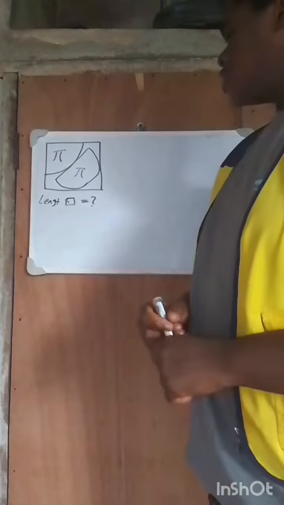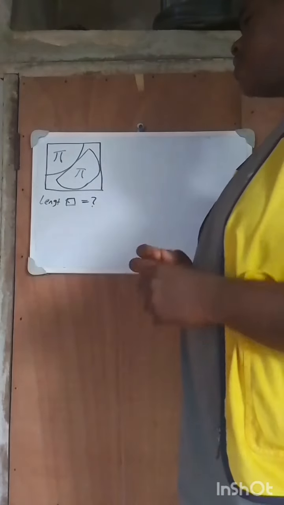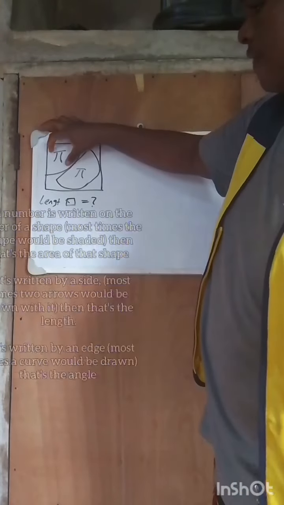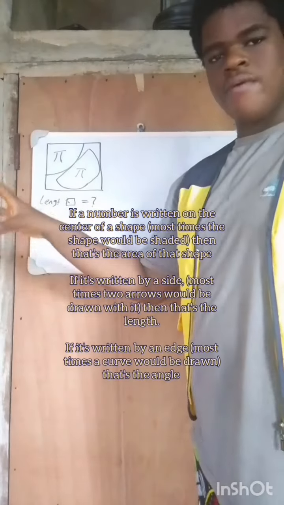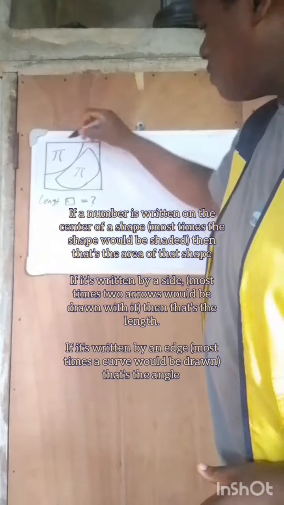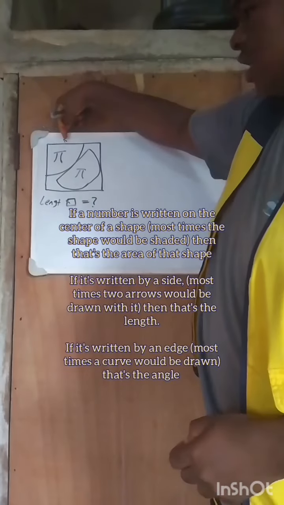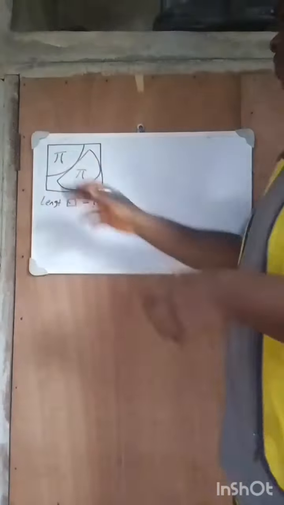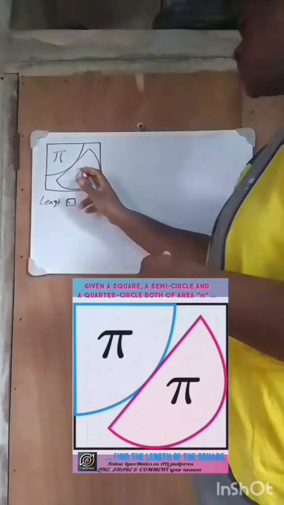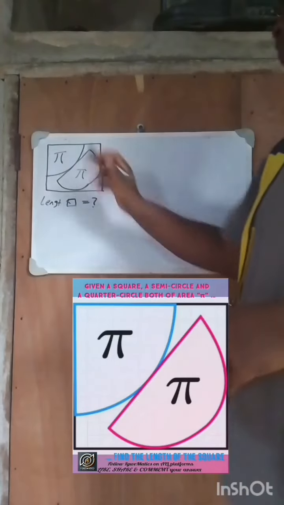Okay, now this question says that he gave us two areas. Remember, if you have a value in the center of the shape, that is going to be the area of that shape. If this pi was maybe by this side here, then this is going to be the length. But since pi is at the middle, it's the area of that shape. So we have a quarter circle of area pi, we have a semicircle of area pi. We have to find the length of the square.